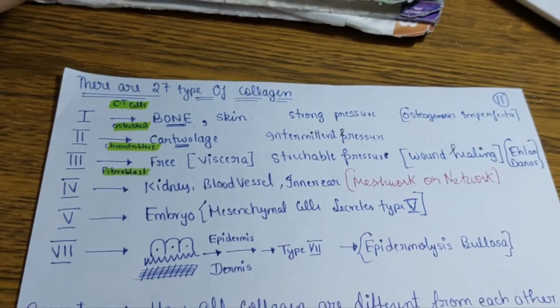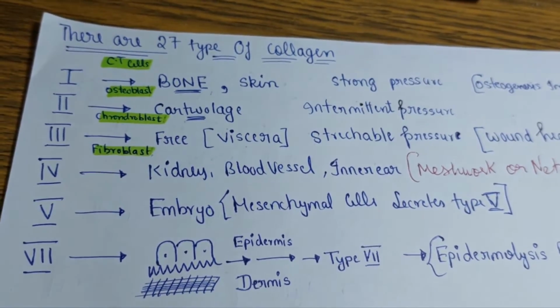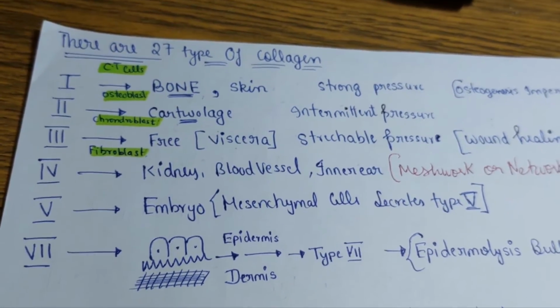Type 5 collagen is expressed in the embryo. Mesenchymal cells in embryos secrete type 5 collagen.